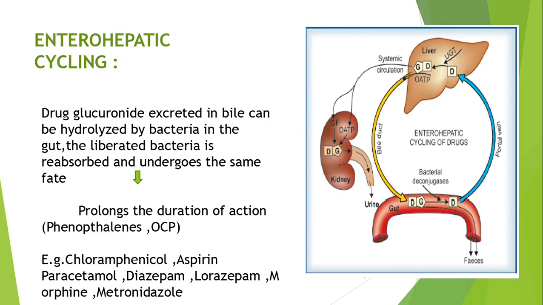The drug will be reduced by bacterial deconjugation, and the drug will be eliminated through the feces. The drug conjugate, glucuronide, and the drug are both eliminated through the feces. So this is a cyclical process called enterohepatic cycling of drugs. From the portal vein it enters the liver, and from the bile duct it enters the gut. So this is a cyclical process, and from the liver it enters the systemic circulation to the kidney, then is excreted through the urine. So this is the enterohepatic cycling of drugs.